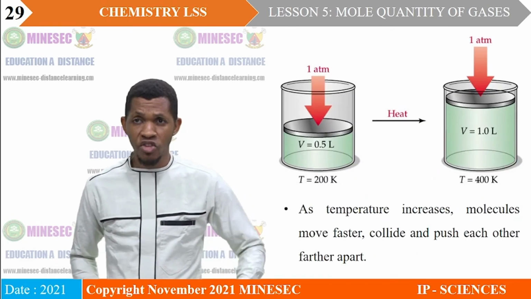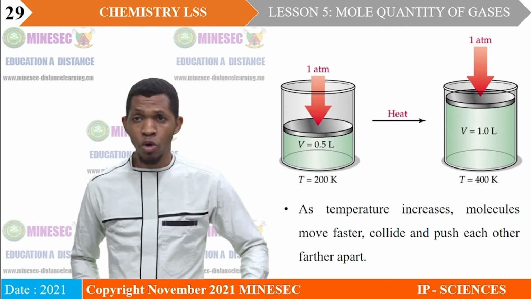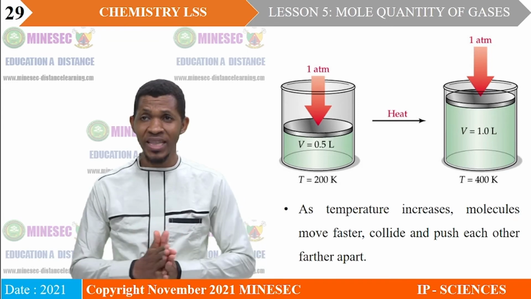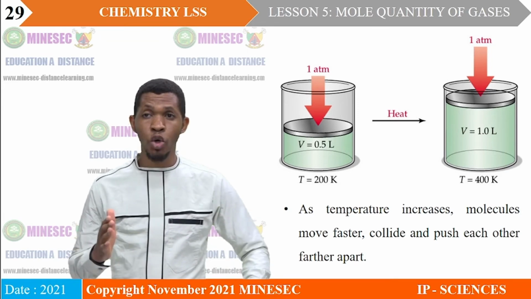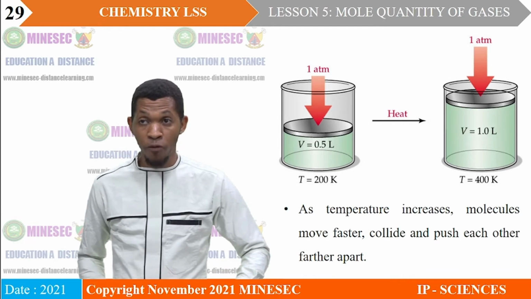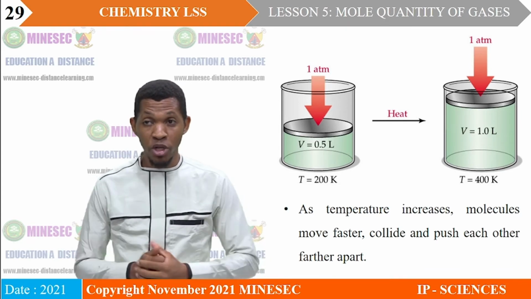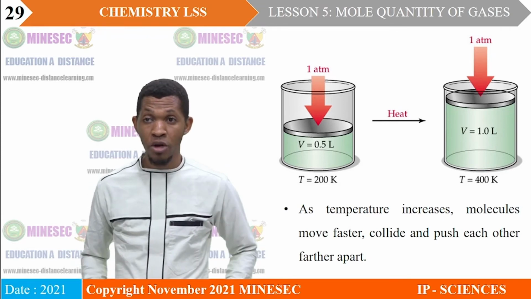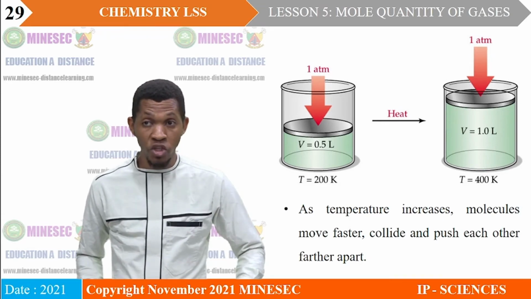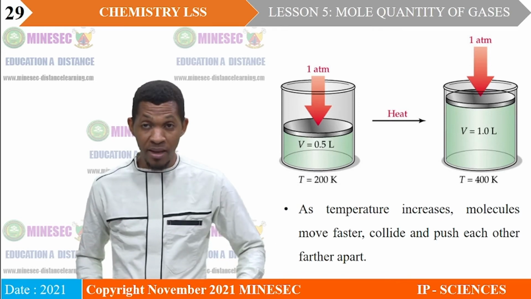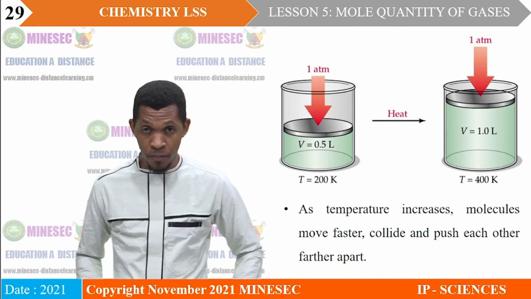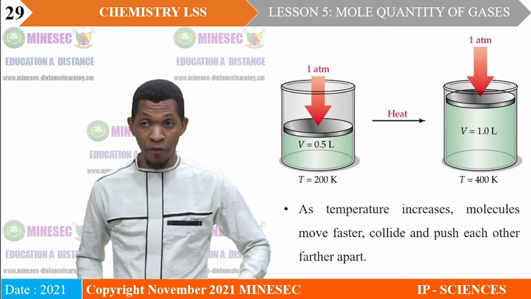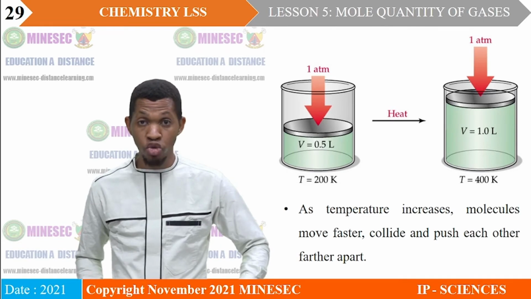Now consider the cylinder on your screen that contains a fixed mass of a given gas. Now if the gas is heated at constant pressure from a temperature of 200 Kelvin to a temperature of 400 Kelvin, the molecules of the gas will gain kinetic energy, they will move faster, and as they move, they collide with each other and the walls of the container, pushing themselves far apart, thereby increasing the volume. So when temperature increases at constant pressure, the volume will also increase, according to Charles' Law.